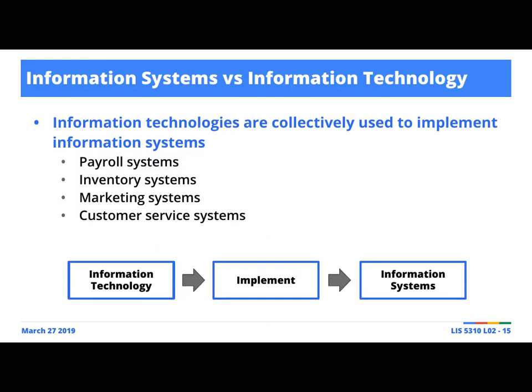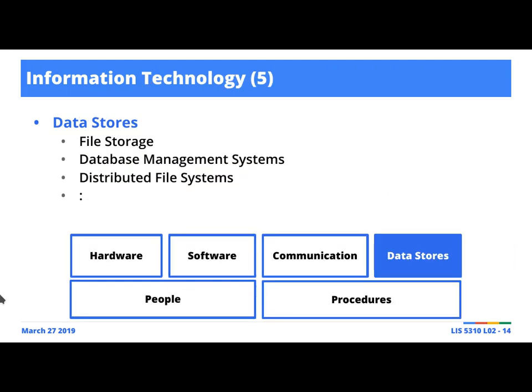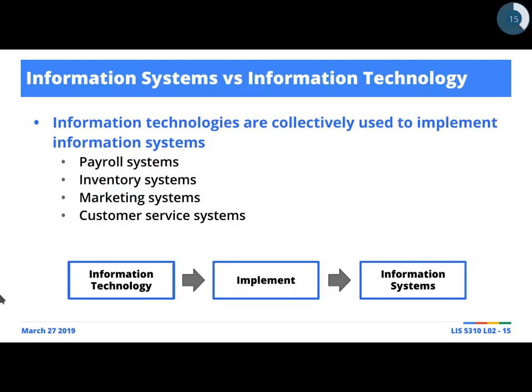I guess the fundamental difference is that the technology is an enabler, right? It allows us to implement what we're calling a computer-based information system. I want us to explicitly state that what we're referring to is a computer-based information system, because we have information technology, and we know that information technology is made up of these things here, right? So we use the technology to implement these different types of information systems. A payroll system, an inventory system, a customer relationship management system. The list is endless here, right?